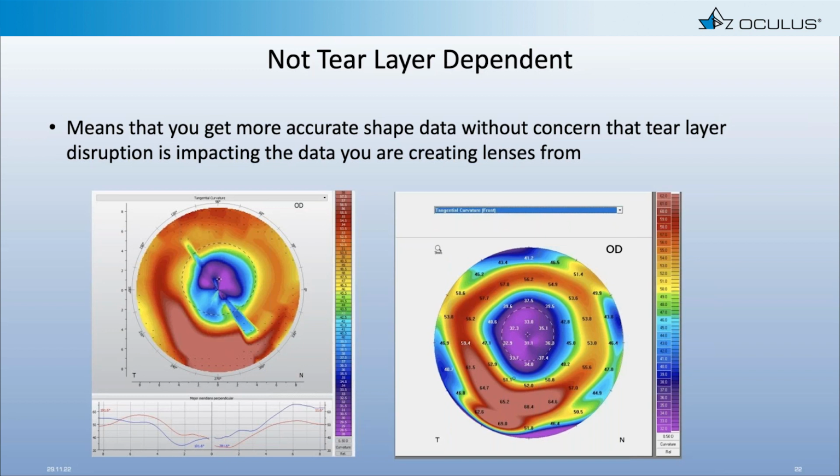So again, it's less dependent upon the quality of the reflection off the tear layer. It's actually measuring the cornea itself, not the tear layer resting on top of the cornea.